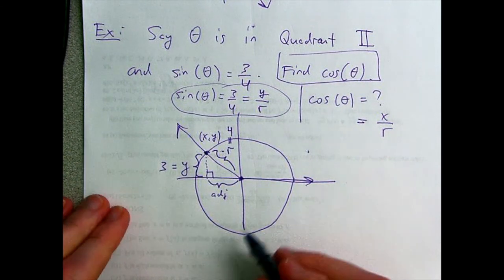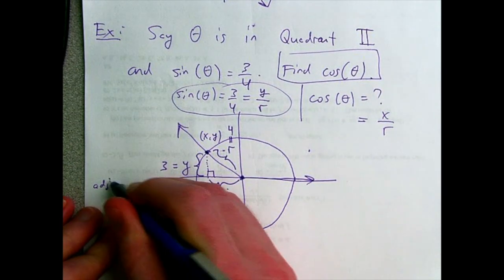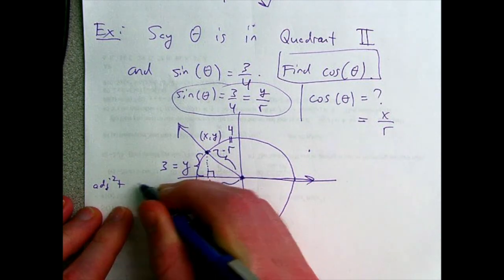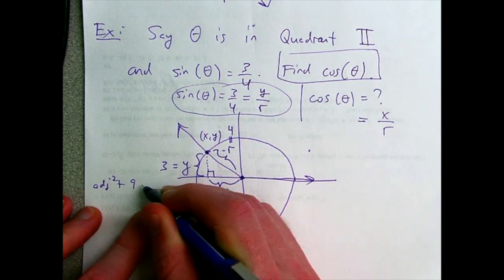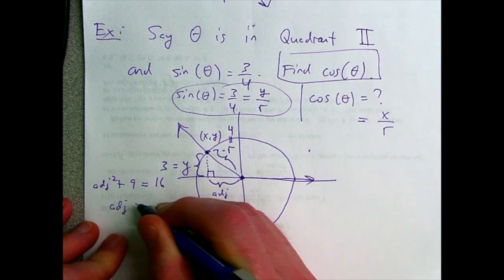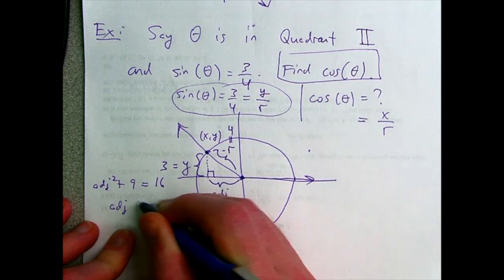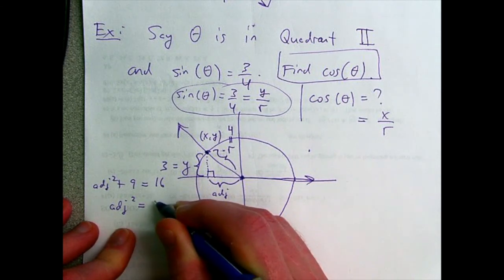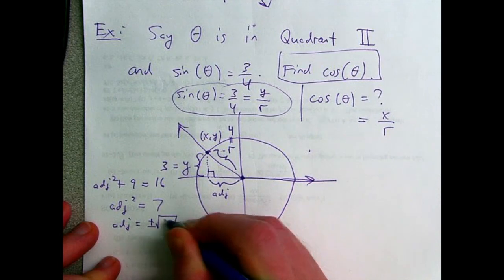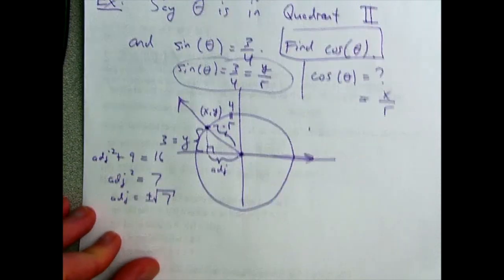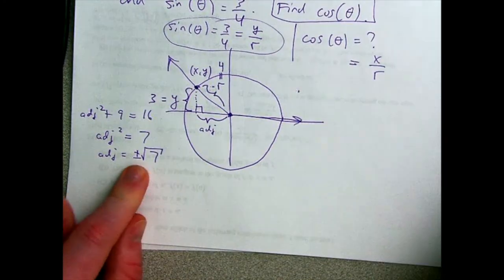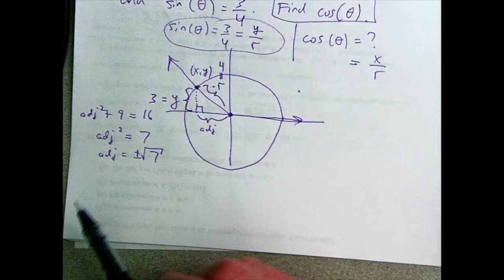Okay? Now, the question is, can we figure out the cosine of theta from this information? That's what we're being asked to find. Of course, cosine of theta is equal to x over r. X means the x-coordinate of this point. R means the radius of the circle. I actually already know what r is. It's 4. The only question is, what's x? Well, x is just the x-coordinate of this point, which we can figure out using the Pythagorean theorem.